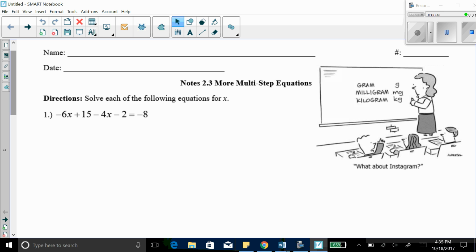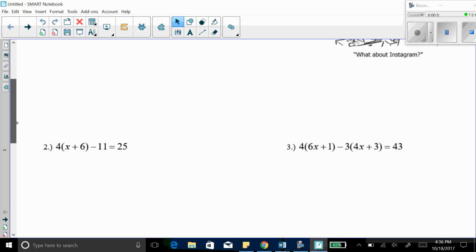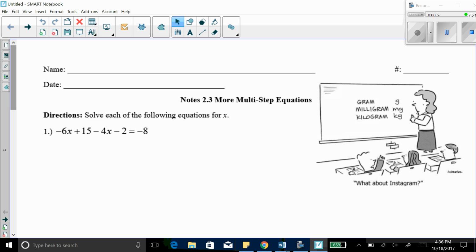So we are just doing more multi-step equations today, nothing new. We're not going to be doing anything new today. We're just practicing multi-step equations. So you have 5 problems to do with me, and then you're going to have some to try on your own. The directions for today are to solve each of the following equations for x.